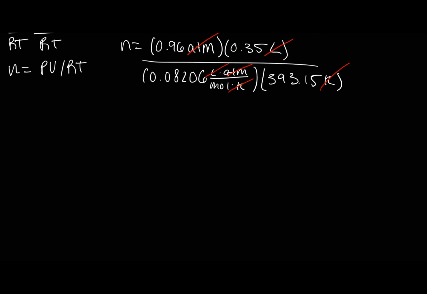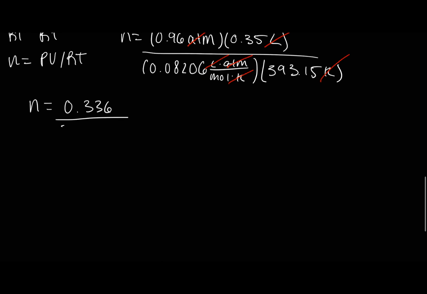And once you plug this in, 0.96 times 0.35, the top will leave us with 0.336 over 393.15 times 0.08206, which is 32.26. And this will leave us with 0.01038 moles.